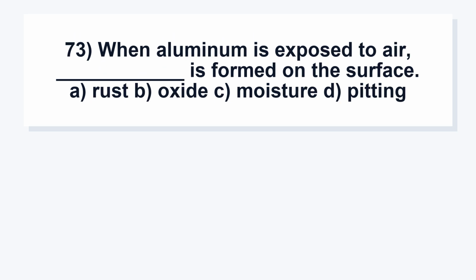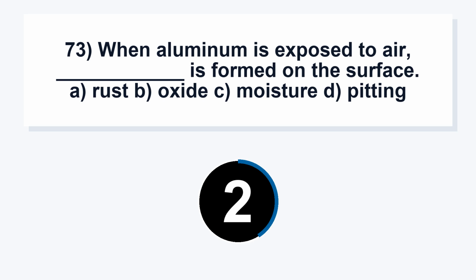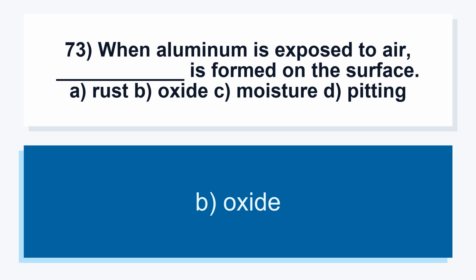73. When aluminum is exposed to air, is formed on the surface. A. Rust, B. Oxide, C. Moisture, D. Pitting. B. Oxide.